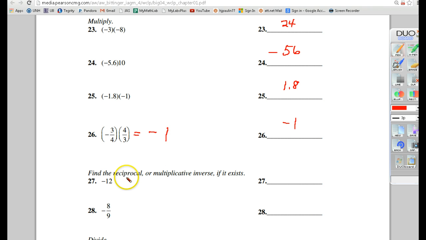Okay, here they're asking for the reciprocal or the multiplicative inverse if it exists. So remember, this is over 1. So the reciprocal would be the same sign, but 1 over 12, in which we flip them. So now if we multiply, that would equal a 1. Again, we would need the same sign, but flip the items, and that would equal 1. So this is the reciprocal, this is the reciprocal.